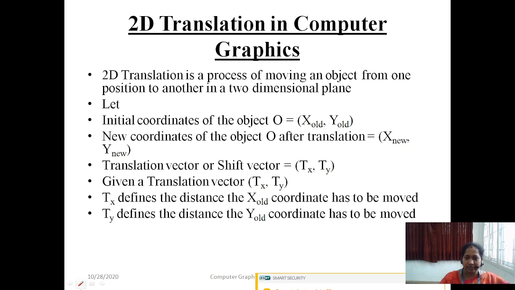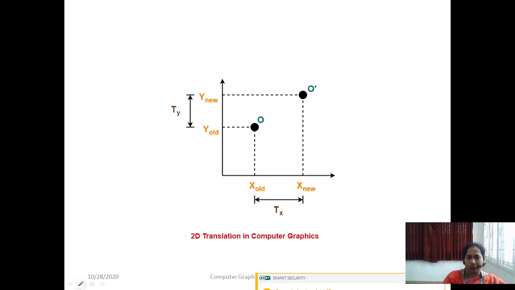Here tx defines the distance the x old coordinate has to be moved. Ty defines the distance the y old coordinate has to be moved. Based on the distance, it indicates tx and ty. This is the example figure based on the translation. Here the distance between x old and x new indicates the translation vector.